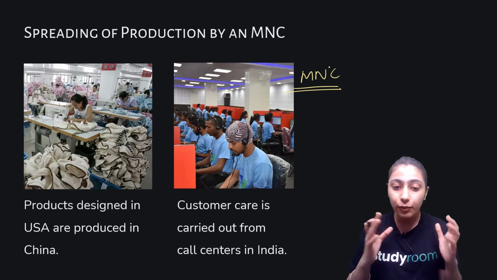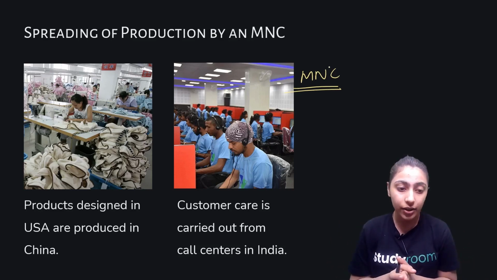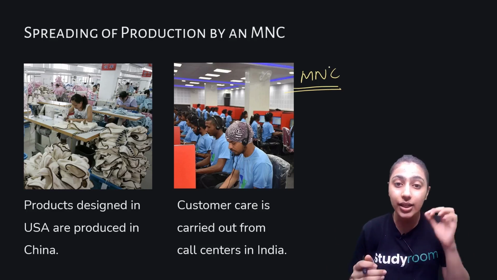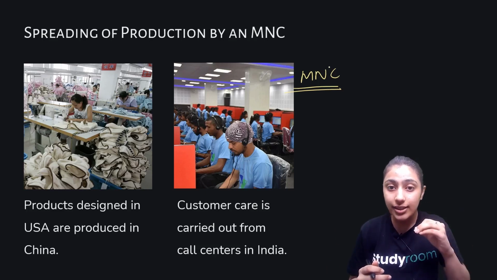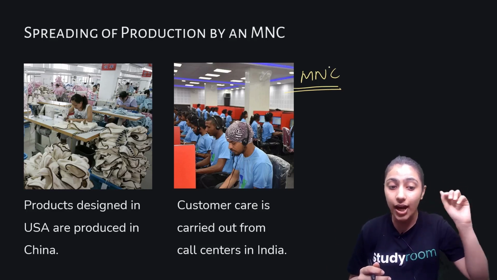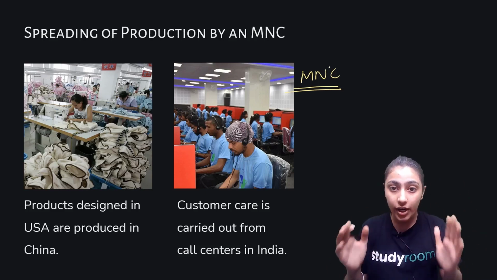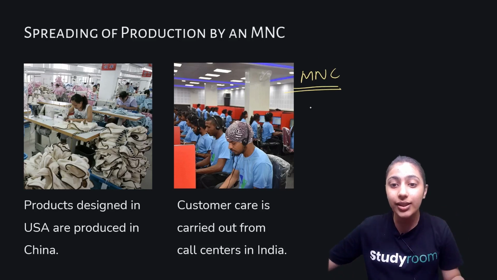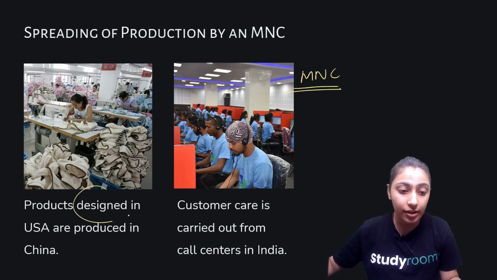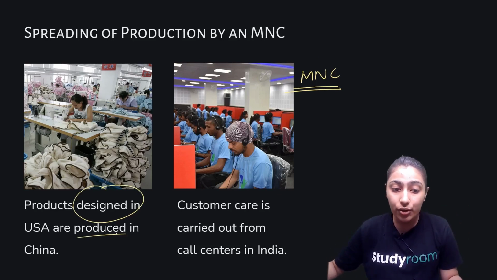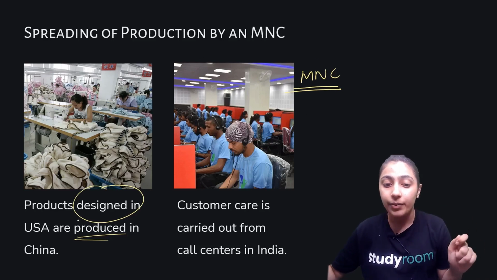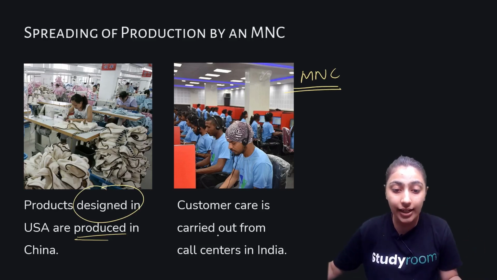These are the first two examples that are provided to us. First, products designed in USA are produced in China. That means only the designing part was done in the USA, and the production part was done in China. Customer care is carried out from call centers in India.